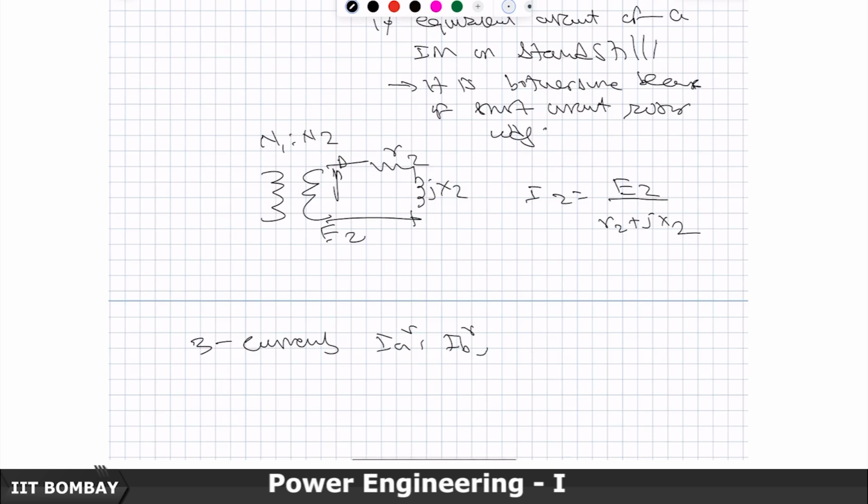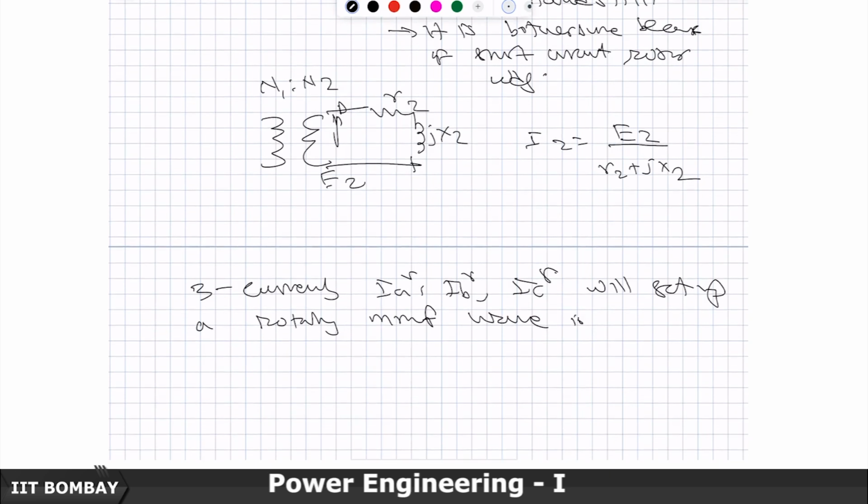IAR, IBR, ICR will set up a rotating MMF wave in the rotor winding. So, the stator winding had already a rotating MMF wave, and now a rotating MMF wave, because of the identically distributed nature like stator windings for the rotor, will be set up in the rotor.